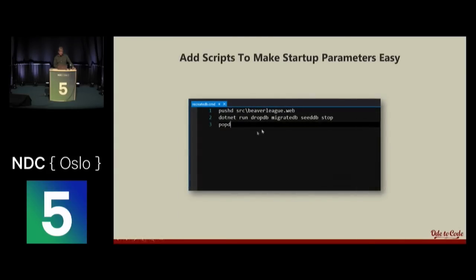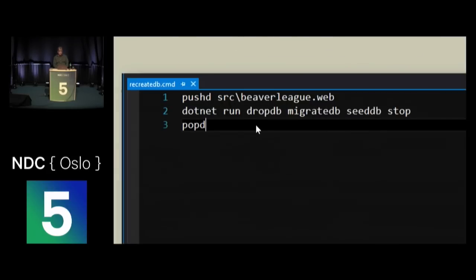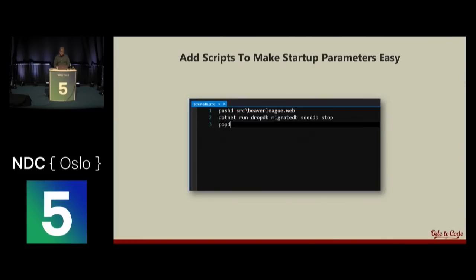And this is another script that could be checked into the scripts folder for the project. So a developer can just do a git pull in the morning, then run recreate DB, and this will do a dotnet run, drop the database, migrate it, seed it, stop, and they're ready to start working with any changes that were checked in the previous day.